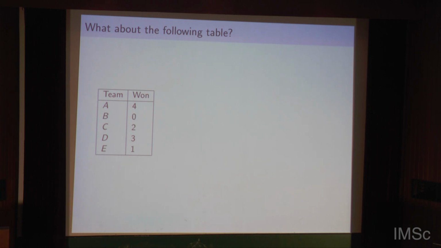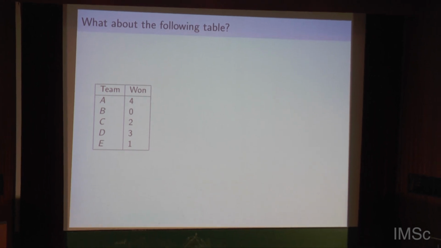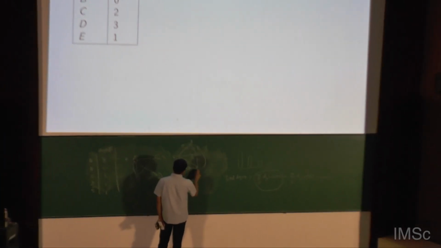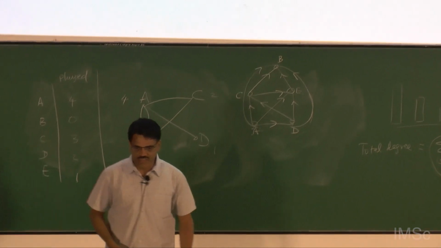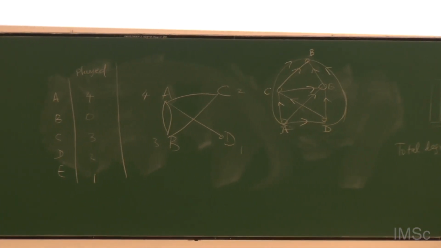so this must be C. So C is 2 because it has defeated B, it has defeated E, and everything else it has lost. Okay? And now finally I have A and D. So A is going to defeat everybody else. So that's A and that's D. So that is a realization of this score sequence, right?